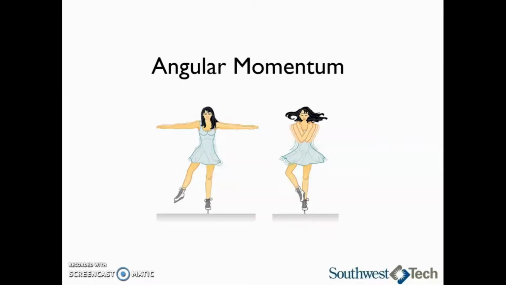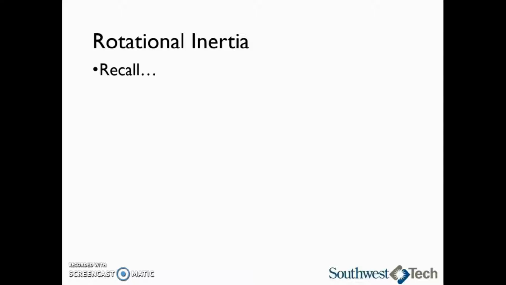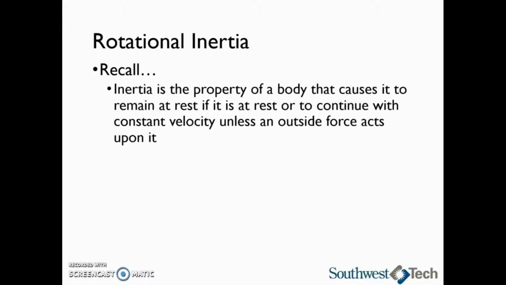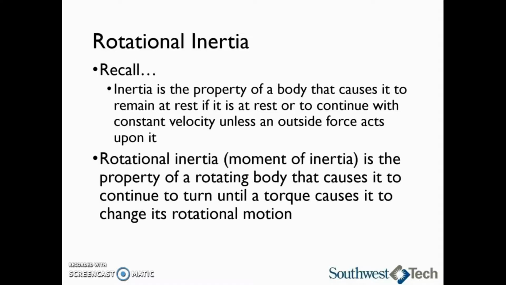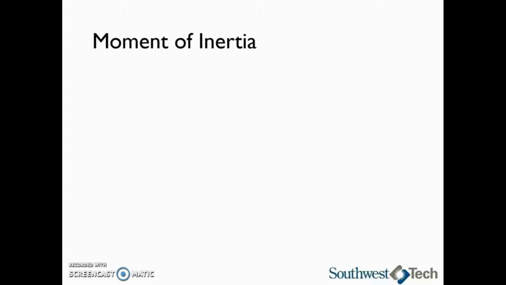Our third lecture video on angular motion will discuss angular momentum. If you remember from a previous chapter, inertia is the property of a body that causes it to remain at rest if it is at rest, or to continue with a constant velocity unless an outside force acts upon it. Rotational inertia, also called the moment of inertia, is the property of a rotating body that causes it to continue to turn in a consistent manner until an external torque causes it to change its rotational motion.